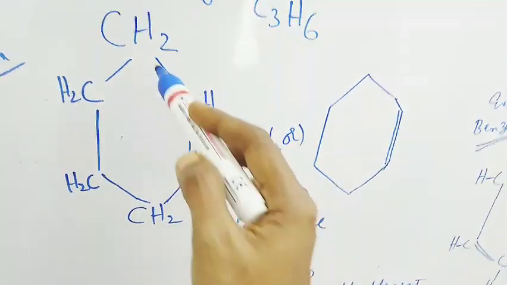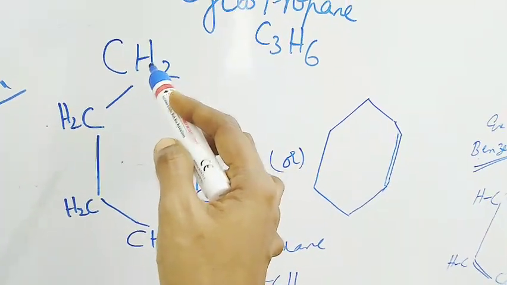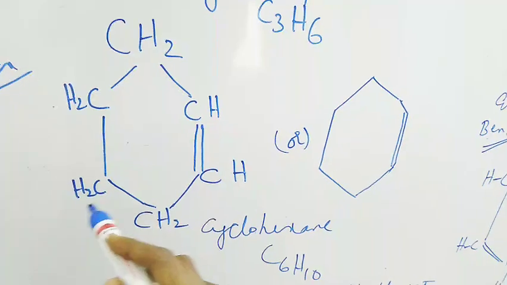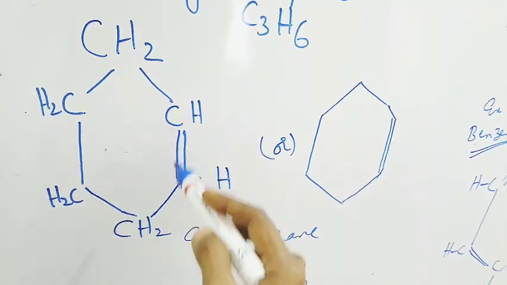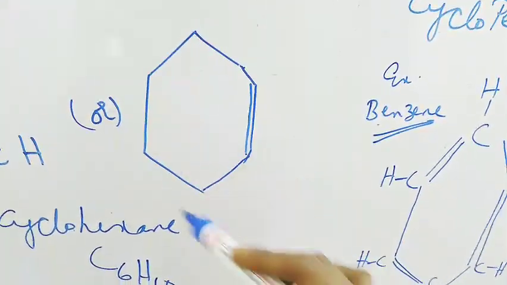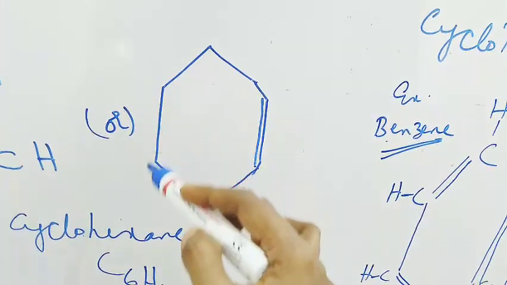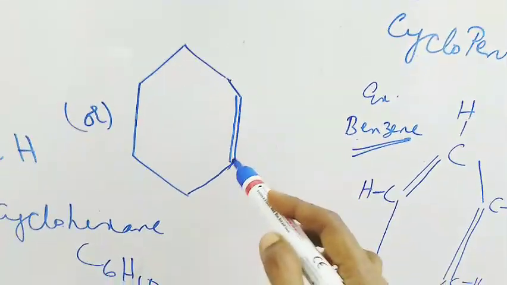C6H10. Listen, everywhere you are not having 2 hydrogen atoms. Here you are having 2 hydrogen atoms, 2 here, 2 here, 2 here. But here you are having only 1 hydrogen atom. So the bond between these two is a double bond. See, I have drawn the structure like this. Here everywhere you are having single bond, single bond, single bond. But here the double line means double bond.